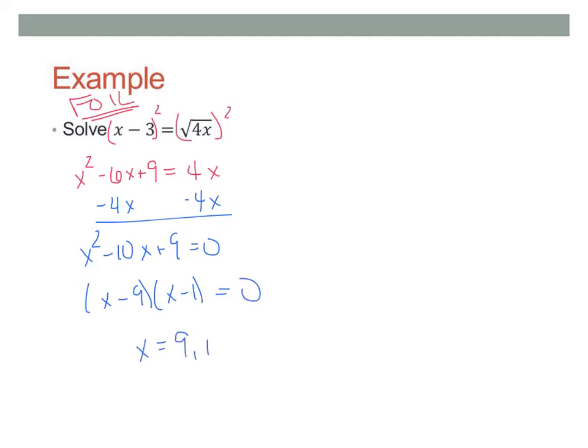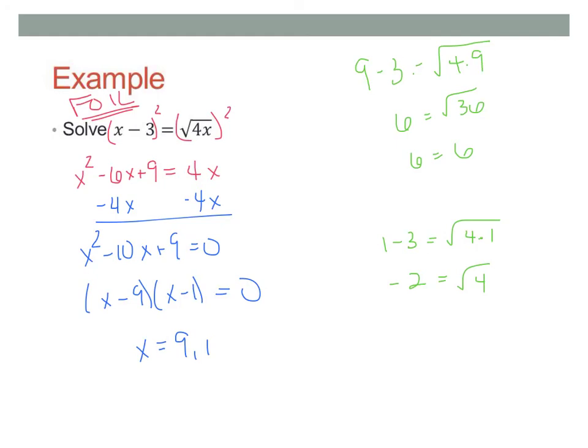So we get two answers. And if we look up here, they could both work. So let's see. So if we do 9 minus 3 equals the square root of 4 times 9. So 6 equals the square root of 36. So that one works. Okay. And 1 minus 3 equals the square root of 4 times 1, which is going to be negative 2 equals the square root of 4. That one's not going to work. So 1 does not work. Your only answer here is 9.